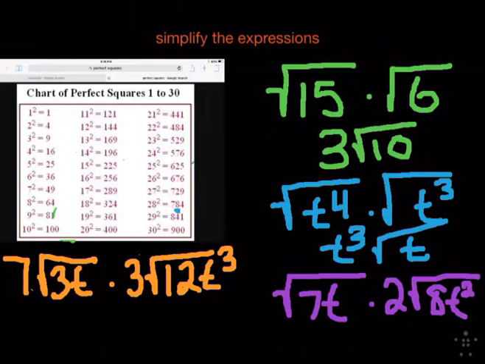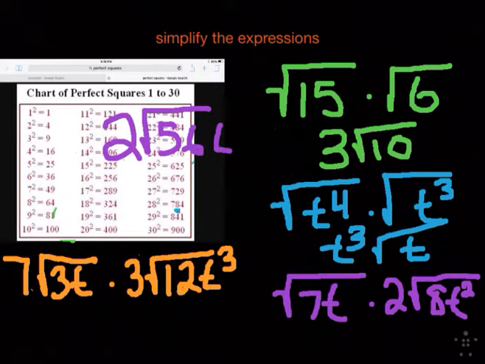Now let's try the purple example together. In the purple example, we're going to multiply them. We see we only have 2 on the outside, so we'll keep that 2 on the outside. And then we have 7 times 8, which gives us 56. And then t times t squared gives us t cubed.